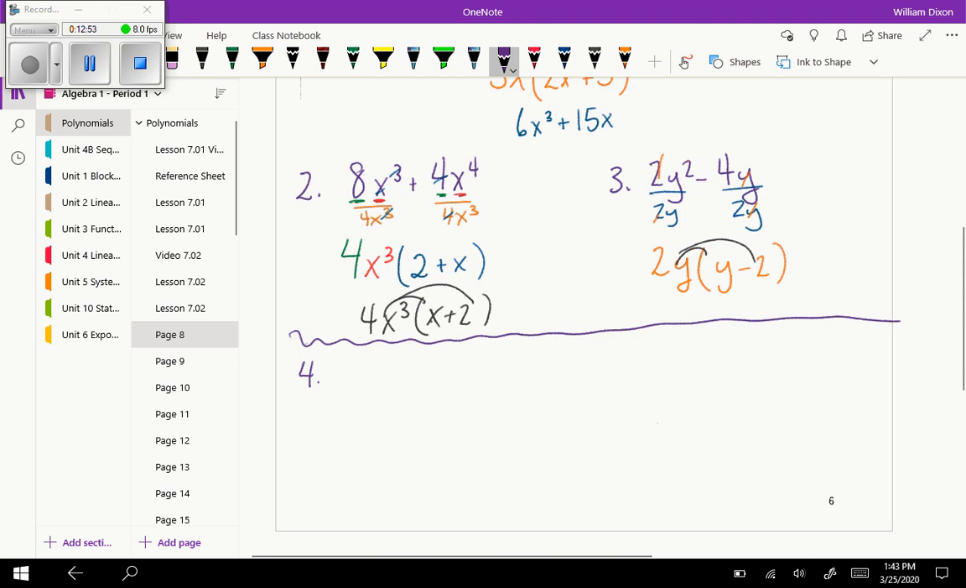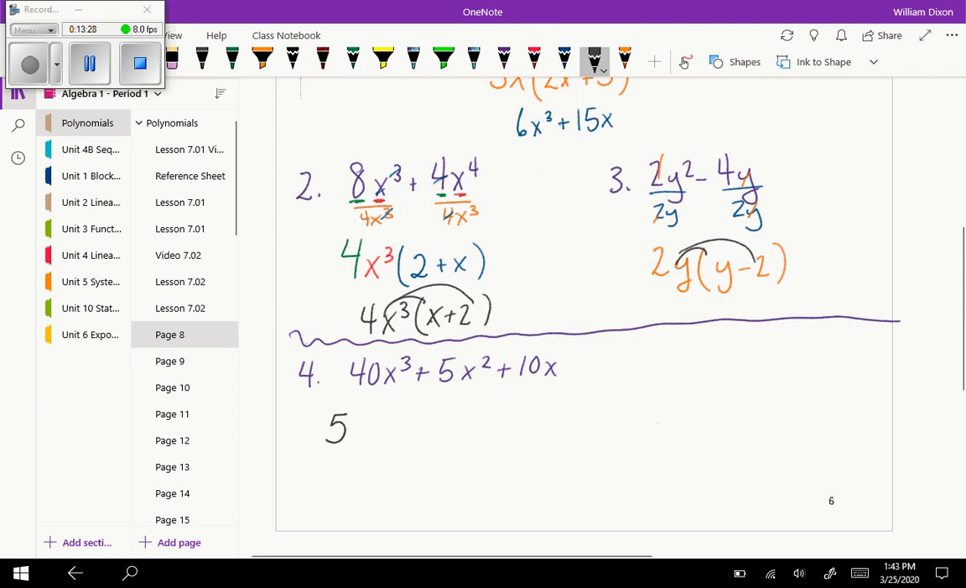I have 40x to the 3rd plus 5x squared plus 10x. Yep, it's a trinomial, and same rules. That's the beauty of math. So what I need to do is find the greatest common factor between 40, 5, and 10. Well, the greatest common factor between those is 5.